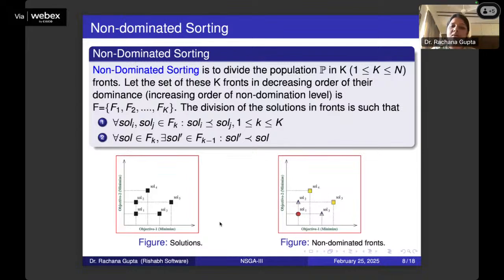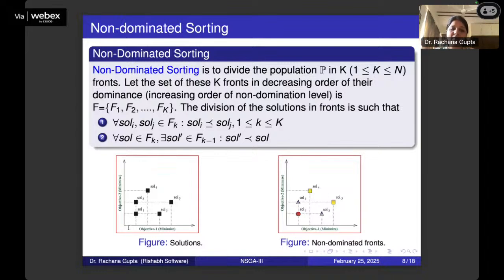Now just to help you understand how things are working, I told you that these are the black boxes. Okay, so assume that M is equal to 2, which is a two-objective space. Here the solutions are randomly placed in this two-objective space.